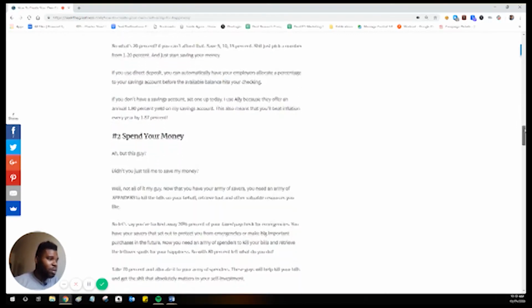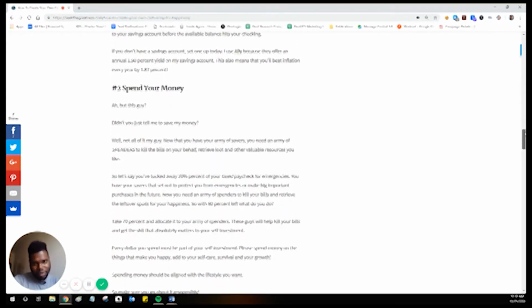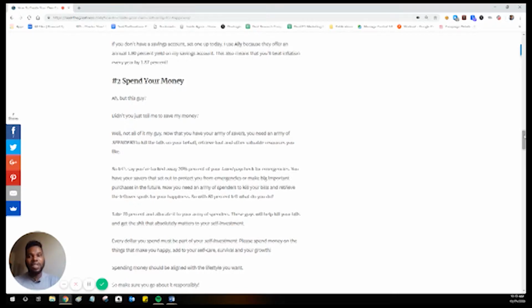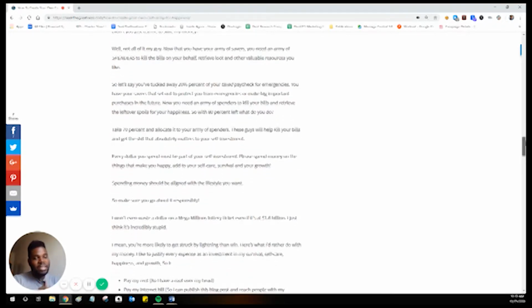And then number 2 is to spend your money. I know I just told you to save your money, but you also need to spend your money. Why? Because you need to enjoy life. Make sure that you spend your money on the things that you enjoy and the things that accommodate your lifestyle. Now you can take 70%, because I like to start with 20%. I've saved away 20, now I have 70%, and I'm going to take the 70% and spend it.